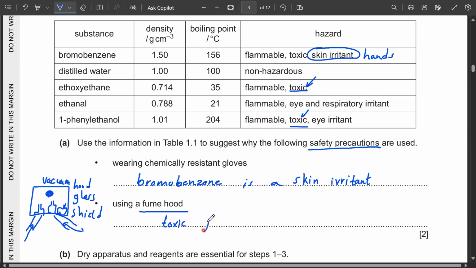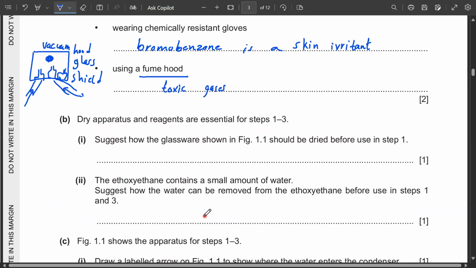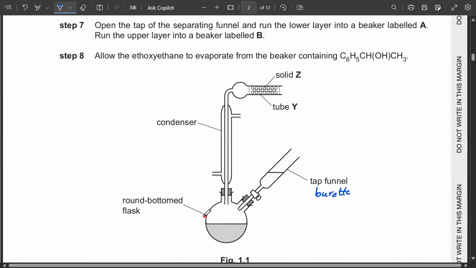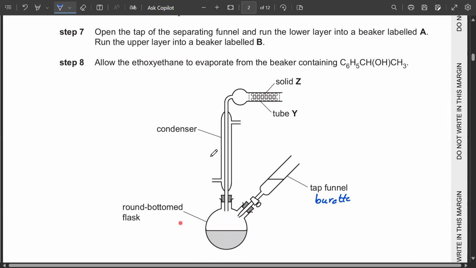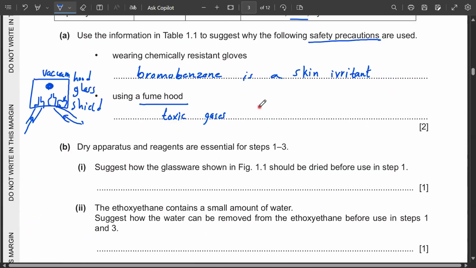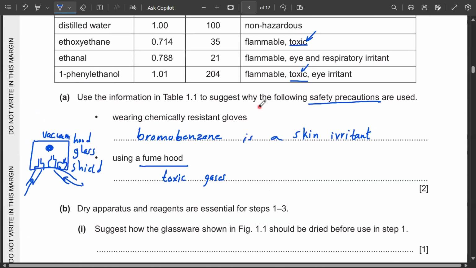Toxic gases, like this whole apparatus which we see here. This whole apparatus is present inside a fume hood. That's what we can understand. A fume hood contains the whole of this apparatus. And the purpose of the fume hood has been clear. It is used to remove the toxic gases produced during the chemical reaction.